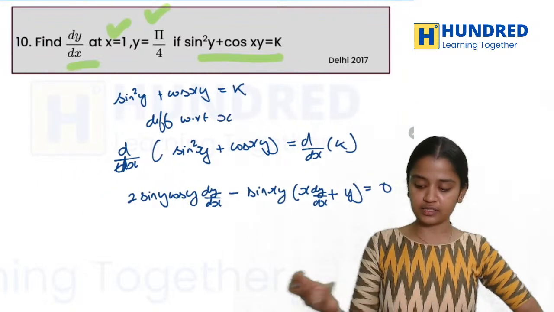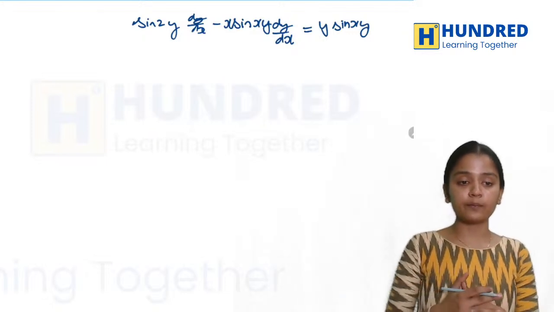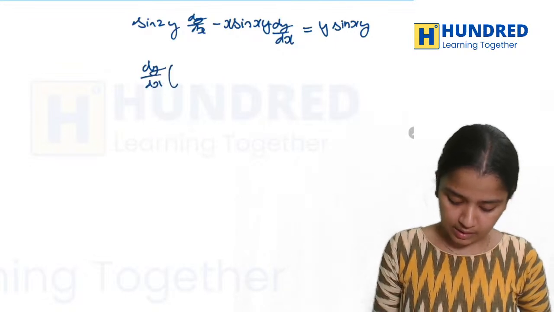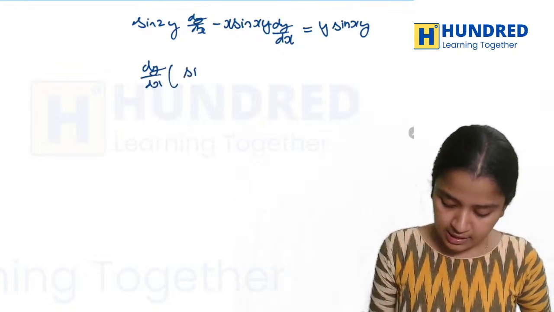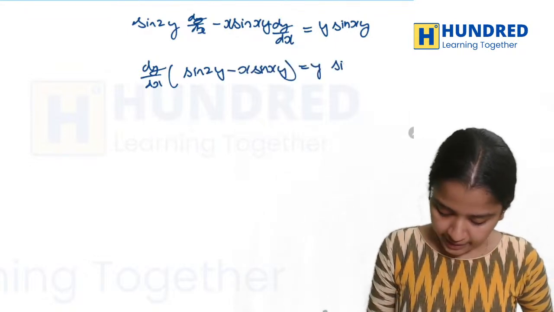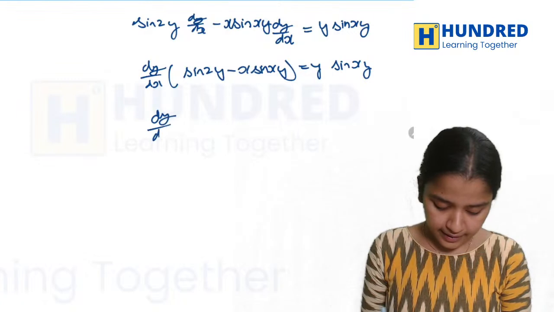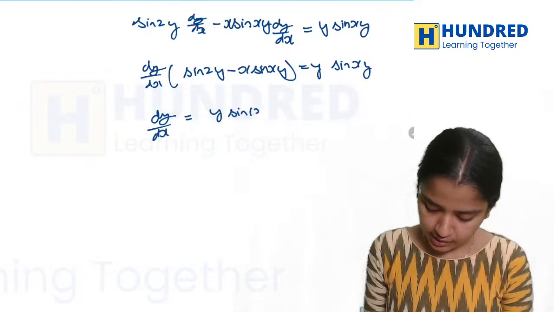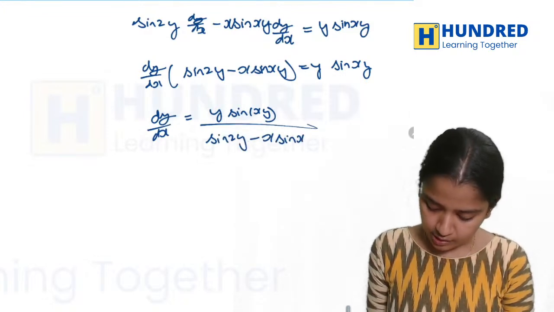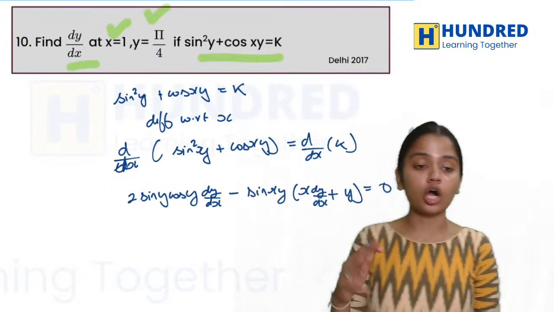So this minus, if I take it to that side, is equal to y sin xy. So this is how I'm going to do it. Now what happens? Here I'm taking my dy by dx outside. So if I take dy by dx, it is sin 2y minus x sin xy is equal to y sin xy. So in this manner I will be getting dy by dx is equal to y sin of xy divided by sin 2y minus x sin of xy. So here I got my dy by dx.